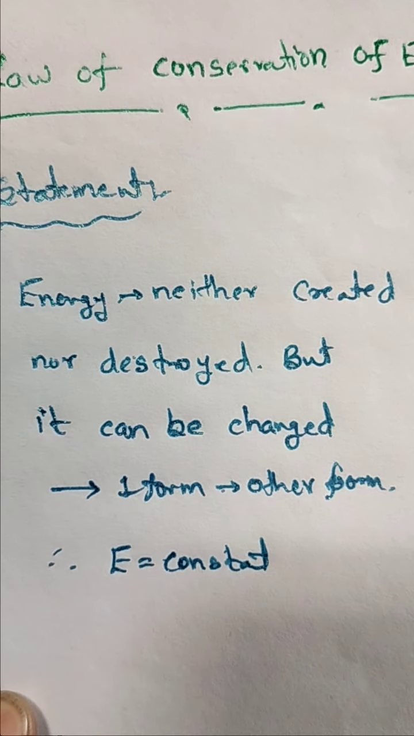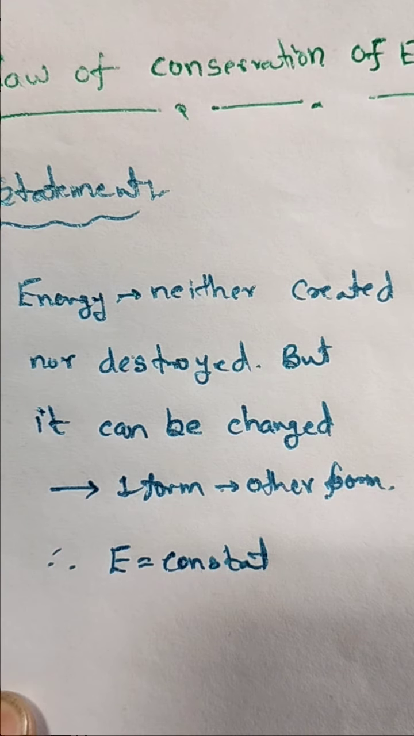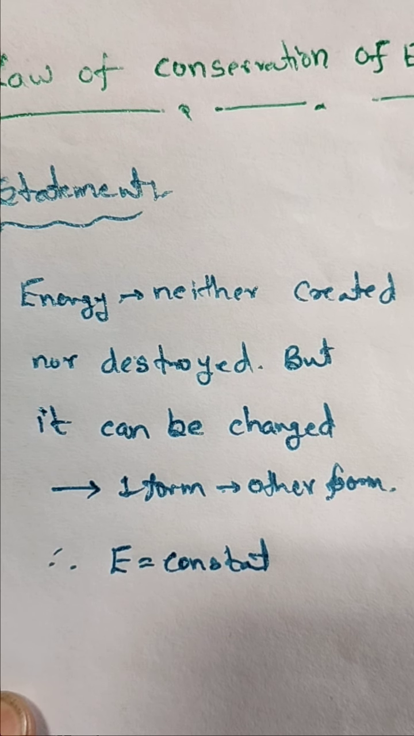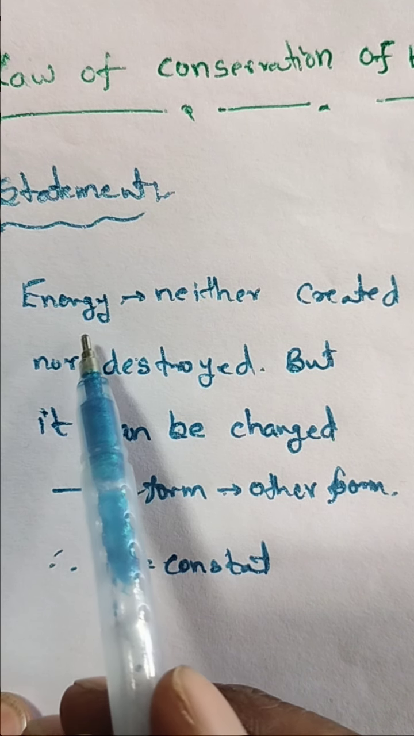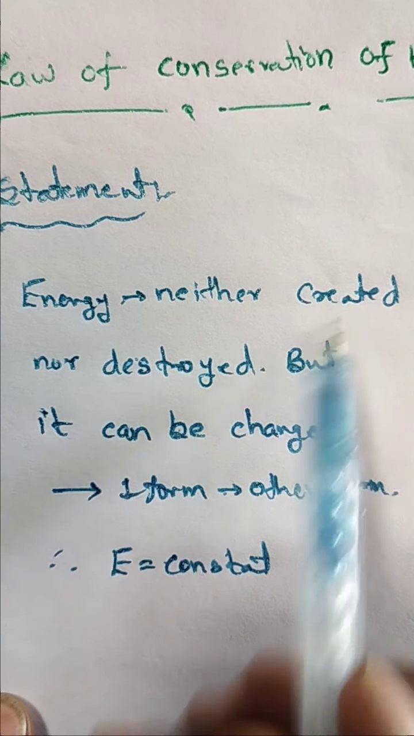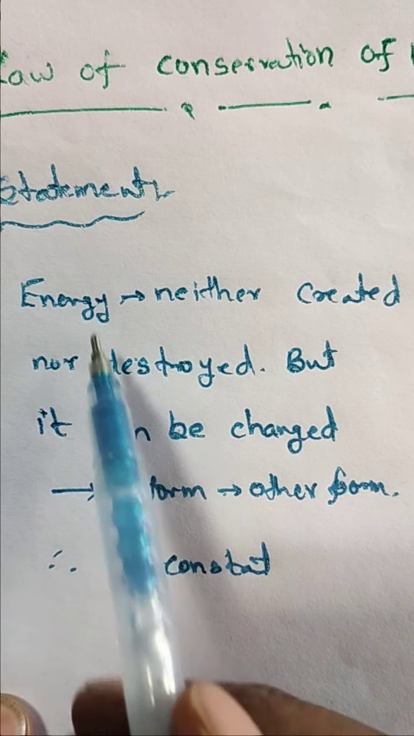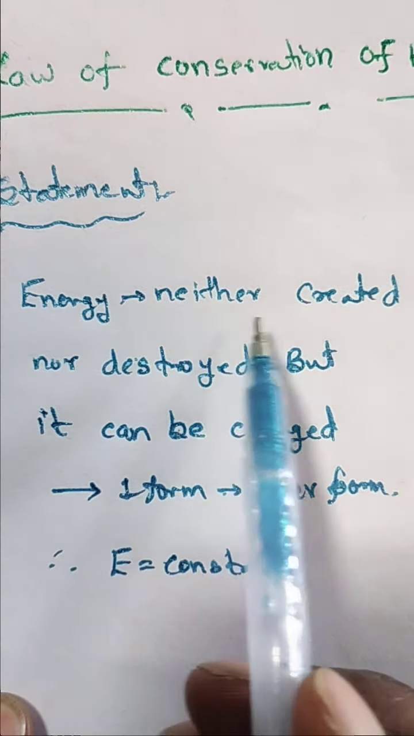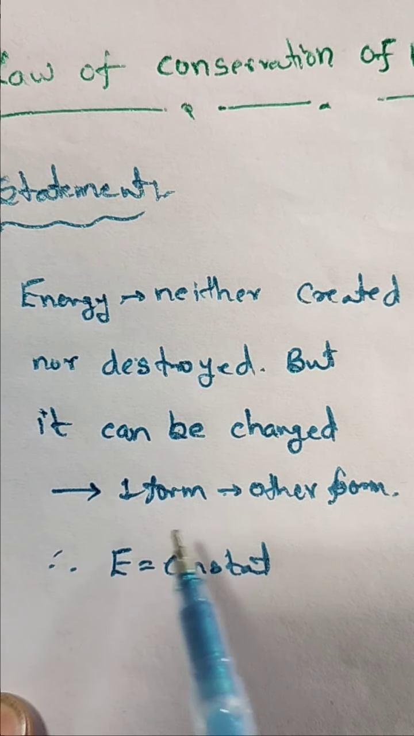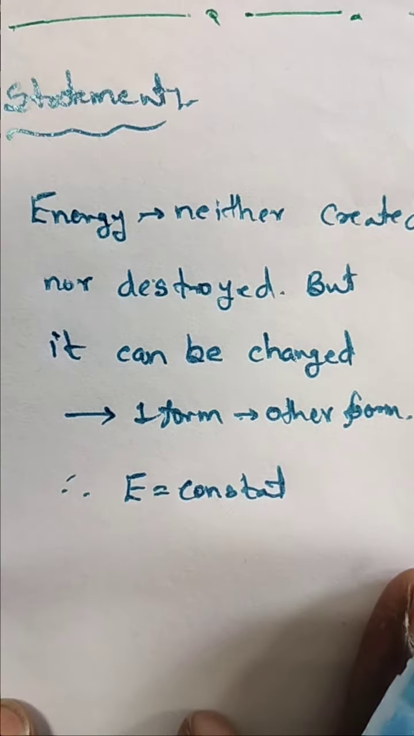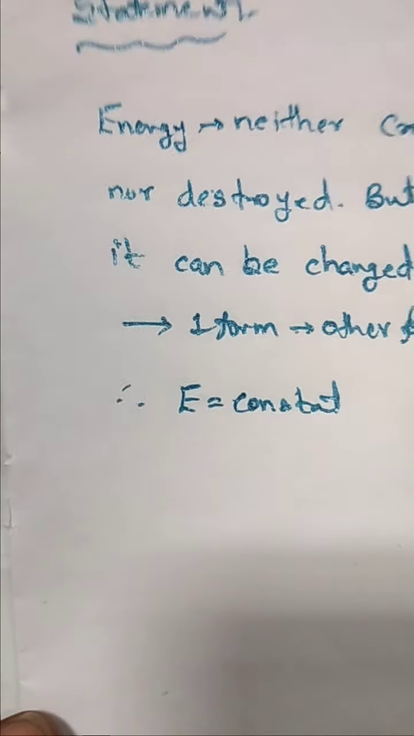The total mechanical energy remains constant. This is called conservation of energy. So energy is neither created nor destroyed, but it can change from one form to another form. So the total mechanical energy will be constant.